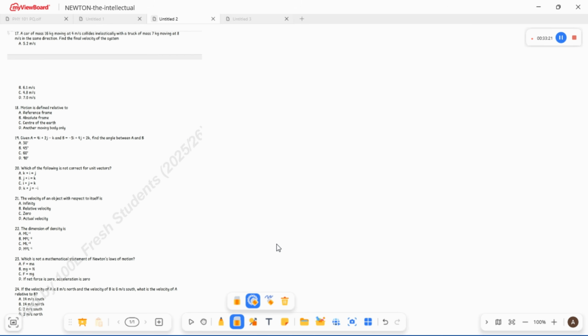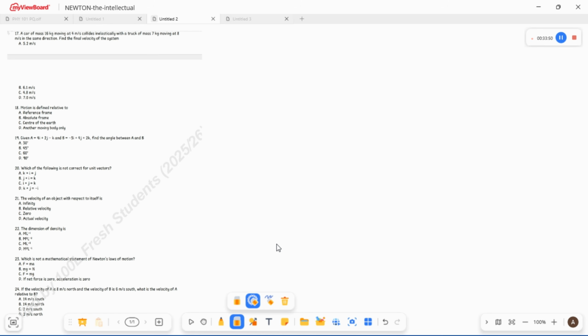All right, question 18 says the motion is defined relative to dash. Option A is reference frame, option B absolute frame, option C center of the earth, option D another moving body only. Option D is obviously very wrong. Motion is not defined relative to another moving body only, right? It could be to itself, because in the question we're looking at, we say motion relative to itself. So if we can have it relative to itself, then another moving body only is obviously wrong.